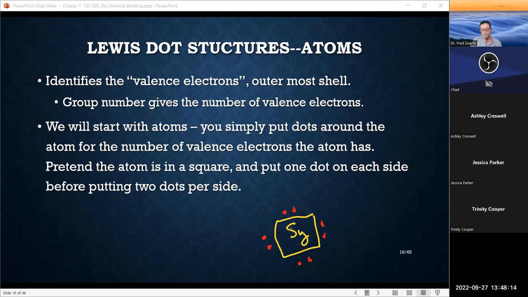And that block there is just temporary. If I were to do that without the blocks, some people go 1, 2, 3, 4, 5, 6, 7, and 8. And these are Lewis dot structures.